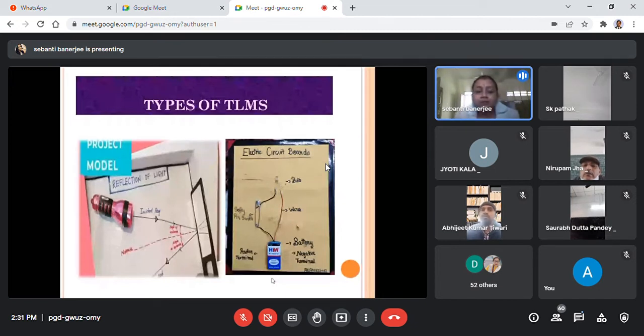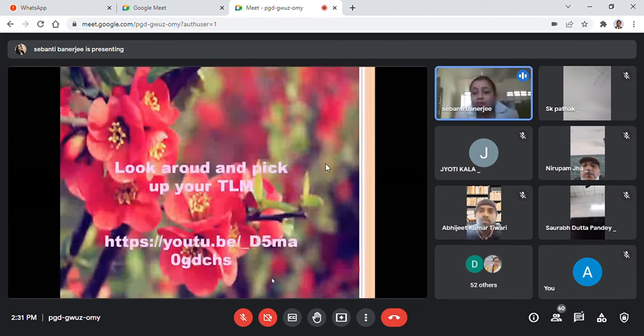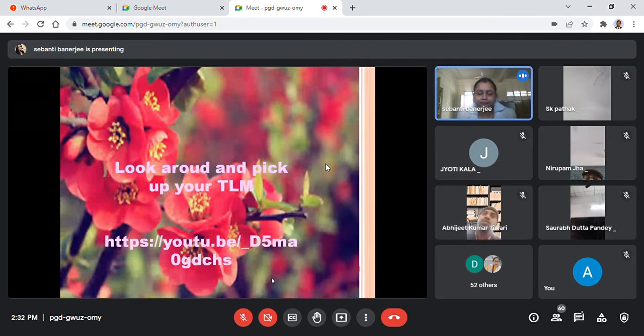Now, last but not the least, we are aware of the blended education system. Whenever we are taking classes in online mode and we do not have sufficient time to prepare our own TLM, the least we can do is look around and pick up something as a TLM. There are a large number of things around our houses which can be used as a TLM. It can be beautifully demonstrated to the students, and the students can also get engaged with the objects placed around them.